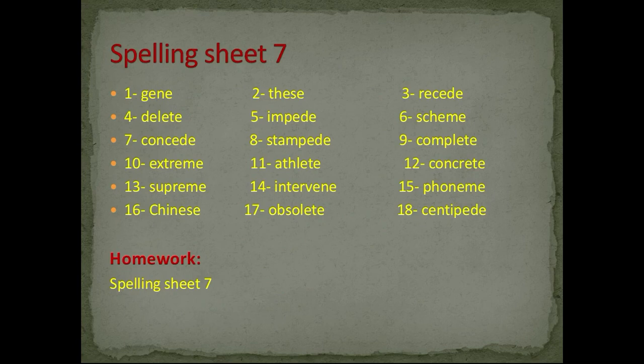So those are our spelling list here. So we have gene, these, recede, delete, impede, scheme, concede, stampede, complete, extreme, athlete, concrete, supreme, intervene, phoneme, Chinese, obsolete, centipede. Okay guys, I want you to focus well.